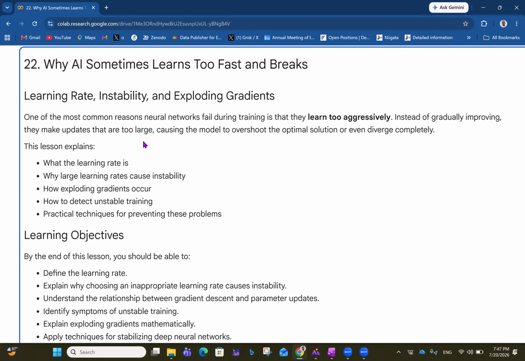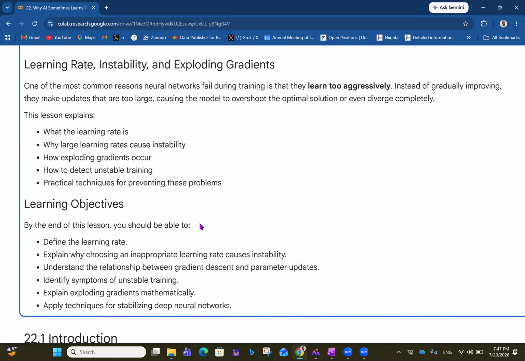One of the most common reasons neural networks fail during training is that they learn too aggressively. Instead of gradually improving, they make updates that are too large, causing the model to overshoot the optimal solution or even diverge completely. This lesson explains what the learning rate is, why large learning rates cause instability, and how exploding gradients occur. We saw that in the last video. Then how to detect unstable training, and practical techniques for preventing these problems. The learning objectives are as follows.